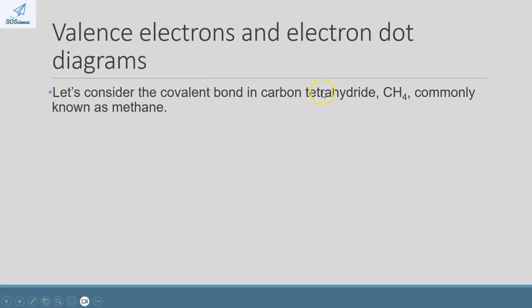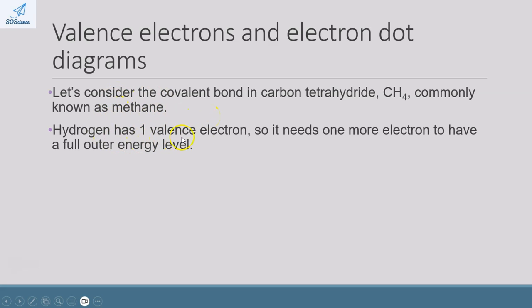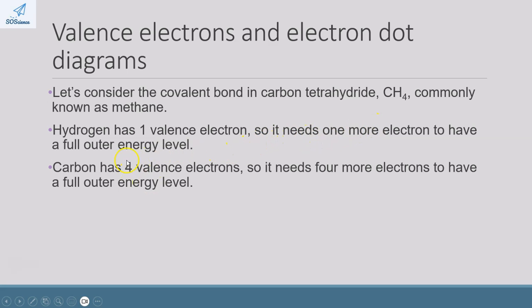Let's look at the covalent bond in carbon tetrahydride, CH4. CH4 has the common name of methane. Hydrogen has one valence electron, so each hydrogen atom here needs one more electron in order to have a full outer energy level. Carbon has 4 valence electrons, so it needs 4 more electrons to have a full outer energy level. So that gives us a good indication of what that bond is going to look like.